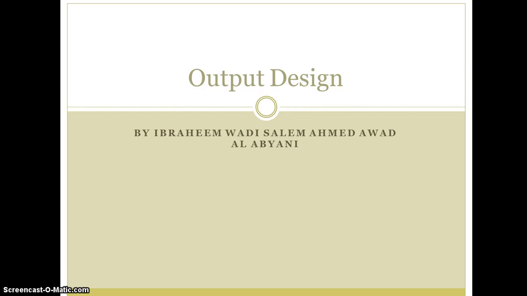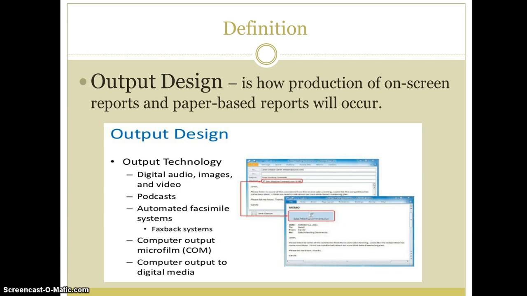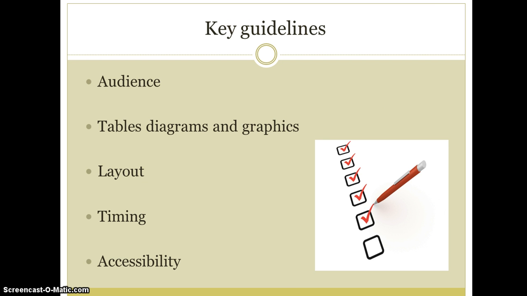Okay, so this is output design. Output design is how production of on-screen reports and behavior-based reports will occur. This is pretty much a way of output design, and it shows summaries of information. There are 5 guidelines to output design: audience, table, diagrams and graphics, layout, timing, and accessibility.